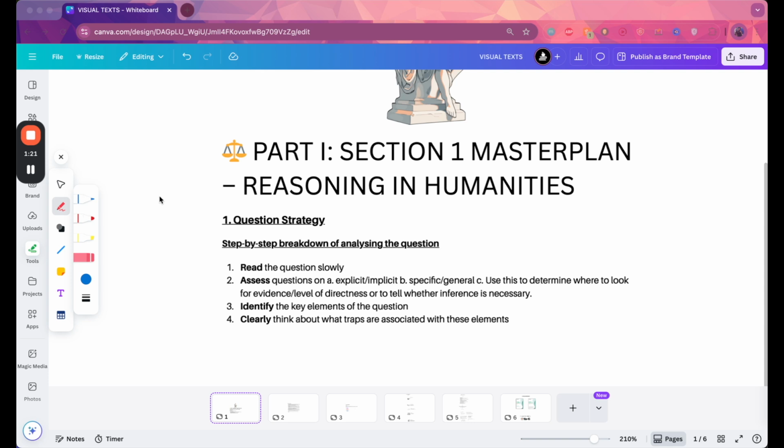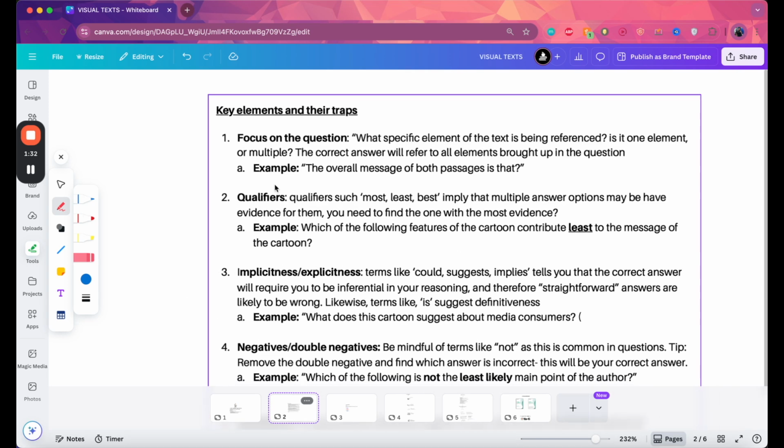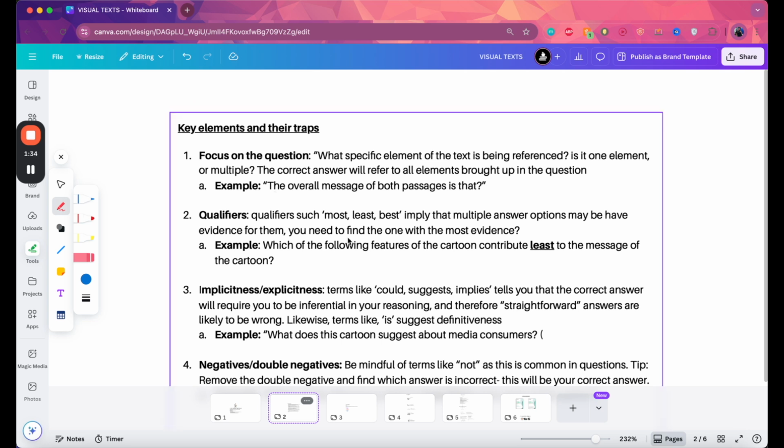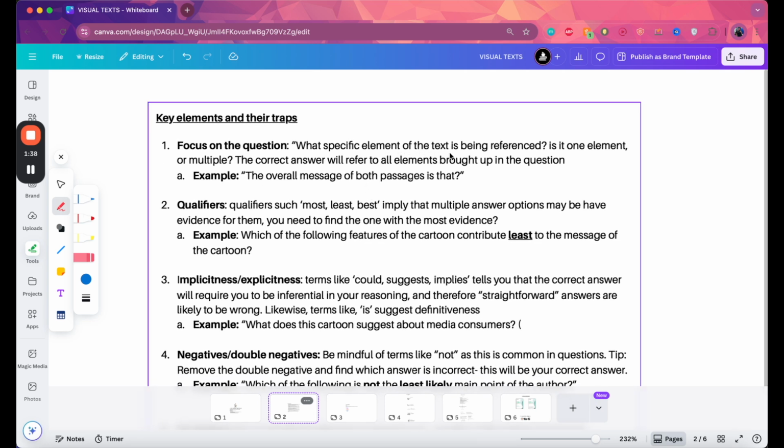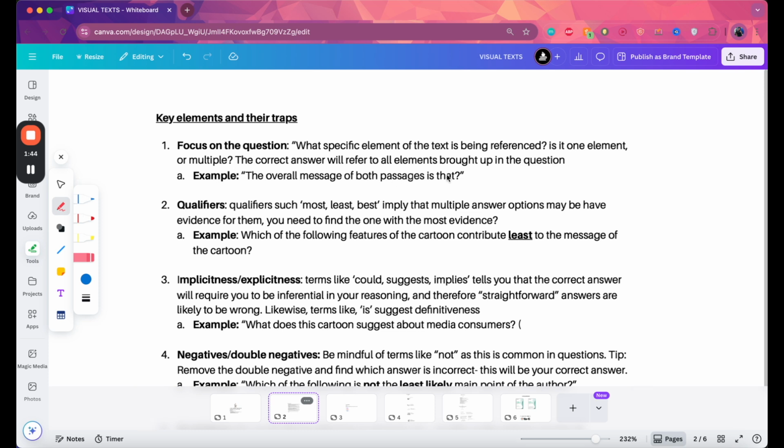After that, I'll show you how to identify the key elements of the question and how to clearly think about what traps are associated with these elements. So these are the key elements and their traps. You want to first start by focusing on the question. What specific element of the text is being referenced? Is it one element or is it multiple? And the correct answer will refer to all elements brought up in the question.